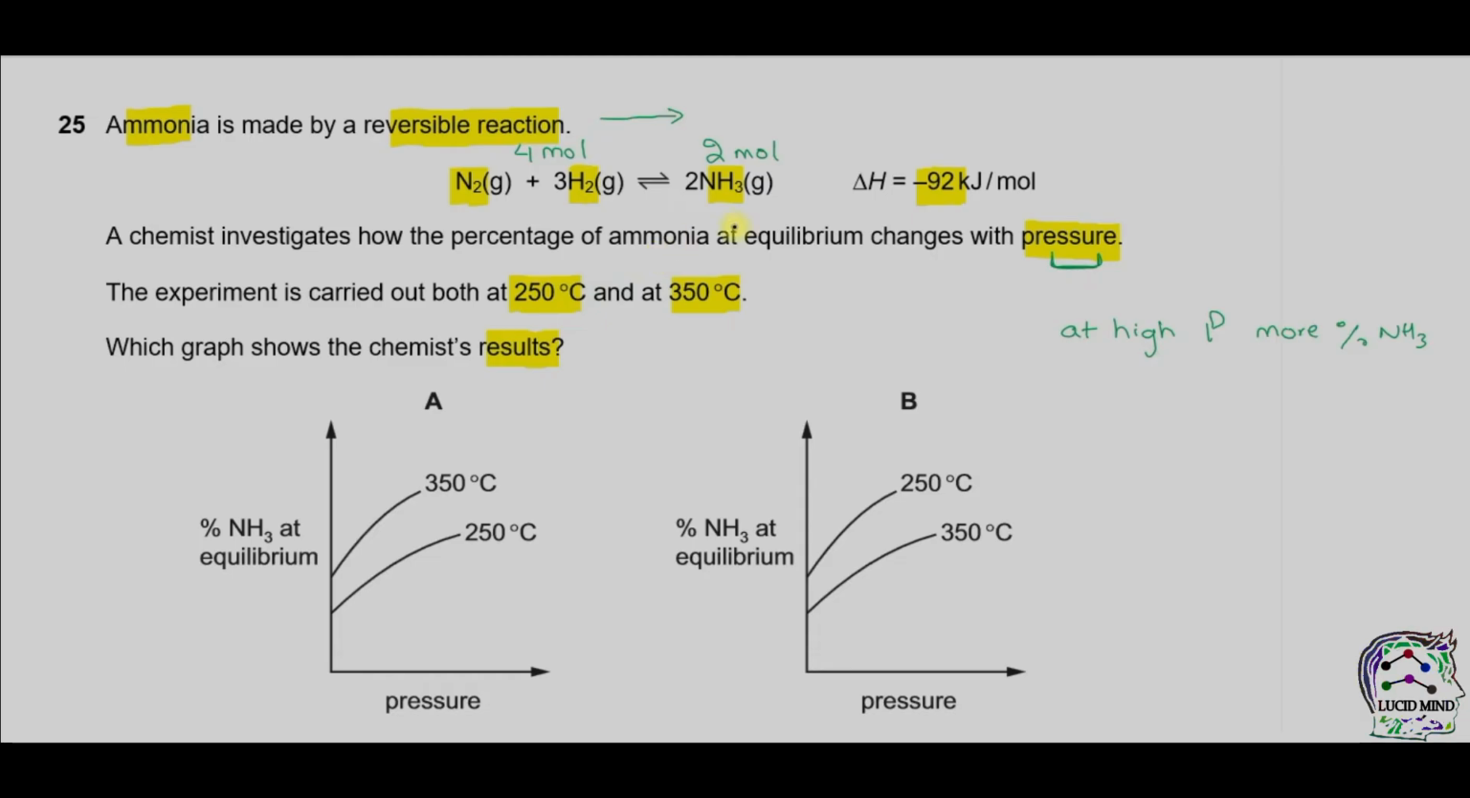Second thing is the temperature, as the reaction is exothermic. For an exothermic reaction, if you increase the temperature, the reaction moves in the backward direction. So for more percentage of ammonia, we should use less temperature. We can say at lower temperature, the reaction will move in the forward direction because the reaction is exothermic, so we have more percentage of ammonia.